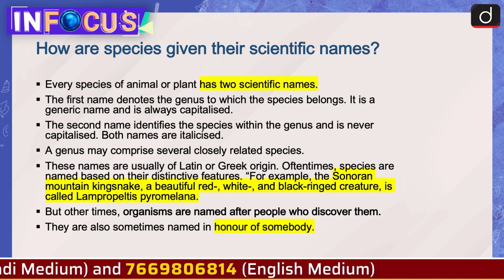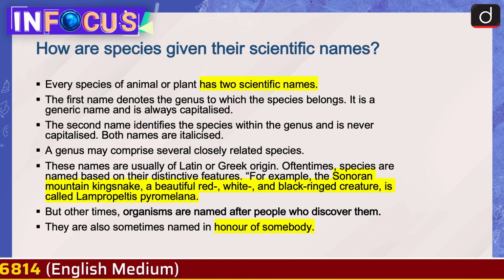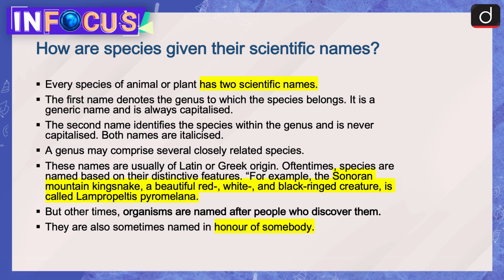Oftentimes, species are named based on their distinctive features. For example, the Sonoran mountain king snake, a beautiful red, white and black ringed creature, is Lampropeltis pyromelana. But other times, organisms are named after people who discover them. They are also sometimes named in honor of somebody.